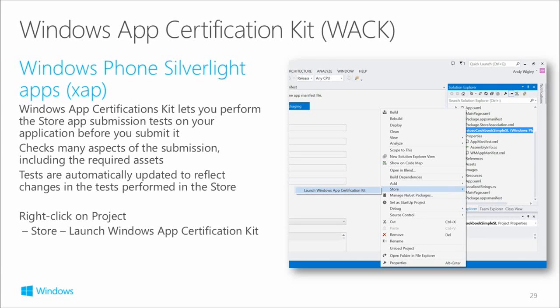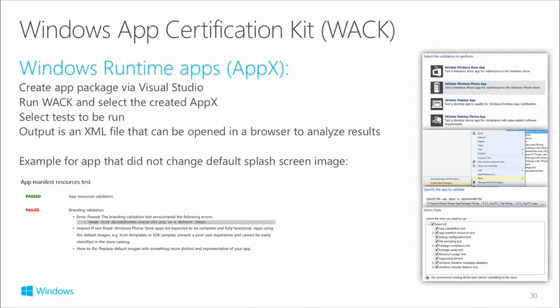For Windows Phone Silverlight apps, the way you run WACK, as we call it, is again from the store menu: you right-click on your Silverlight project. There is a store menu on there, but the only option on that store menu for this kind of project is Launch Windows App Certification Kit. That runs a number of tests for you and shows the results, and I'll show you a demo of this in a minute. For Windows Runtime apps, when you create the app package, you get the option to run the WACK test at the end of creating the app package. You can also run the certification kit manually as well, and again I'll show you.